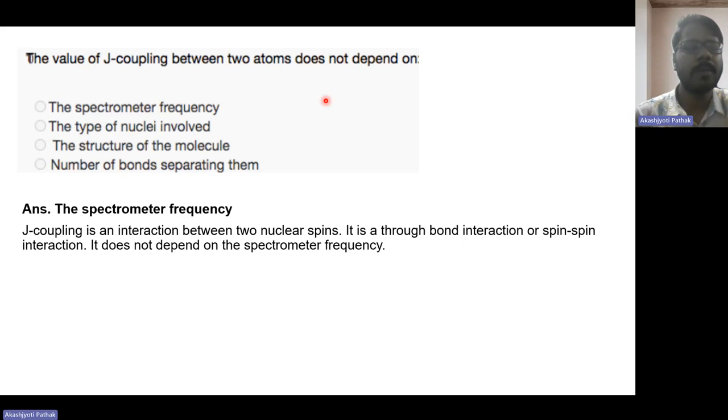Now, the value of J coupling between two atoms does not depend on the spectrometer frequency. It obviously depends on the number of bonds separating them. If the distance between two nuclei increases, or if the number of bonds between the two nuclei increases, then the J coupling value decreases between the two nuclei. It will also depend on the structure of the molecule and the type of nuclei involved.